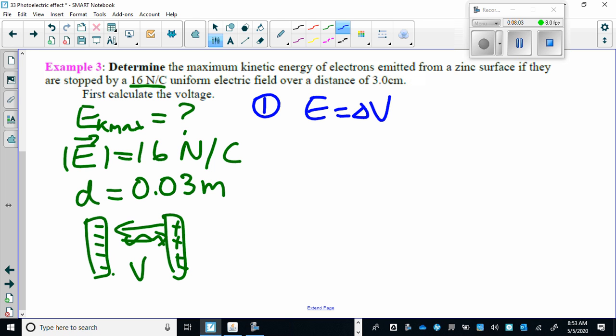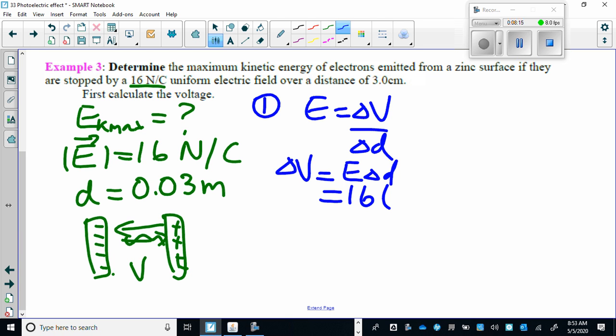So in step 1, we're going to go back to our electrostatics unit and use this formula to calculate the voltage, which equals 0.48 volts. So that's the stopping voltage.